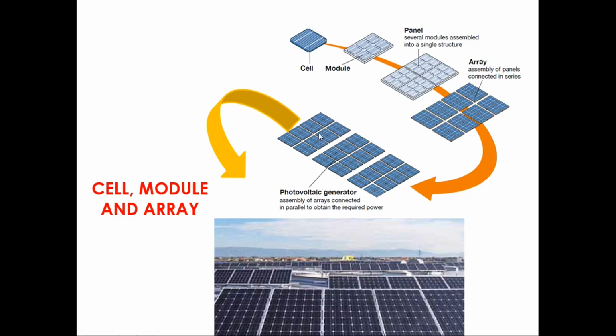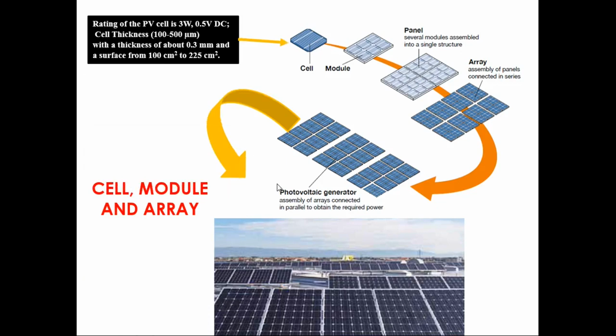The string is a very important word because we will usually be using string inverters. And then we have the photovoltaic generator. Talking about the typical rating of the cell, it is 3 watt and 0.5 volt DC. Then we have the cell thickness. Thickness is much important because it's a bulk material. It is 100 to 500 micrometer, with a thickness of about 0.3 mm and a surface of 100 centimeter square to 225 centimeter square. I repeat, this is the rating of the cell.